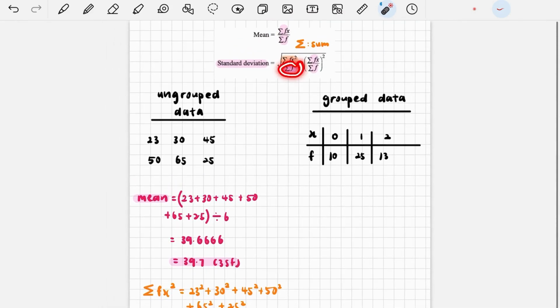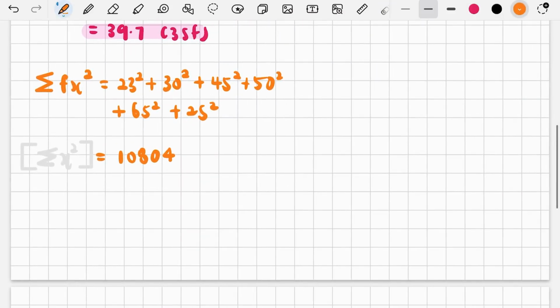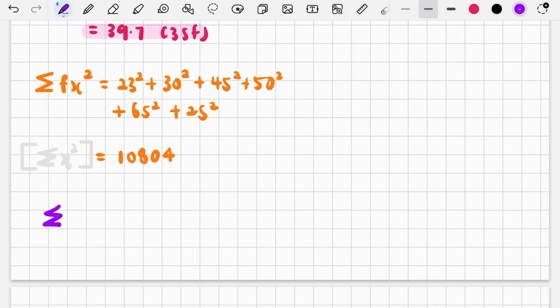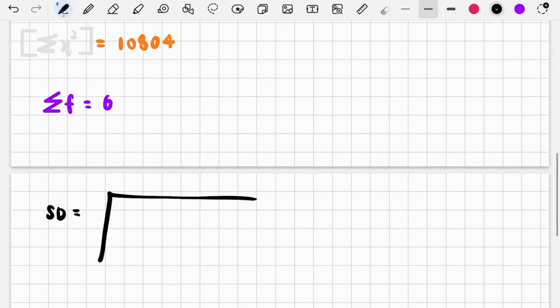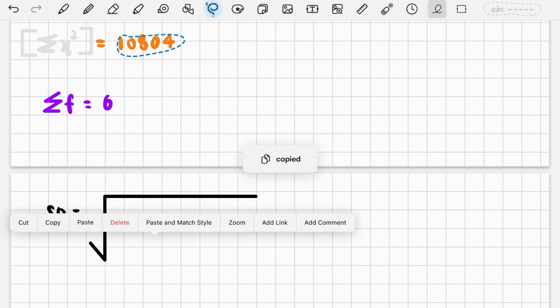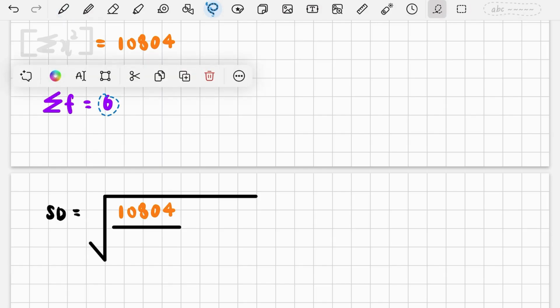This one means what? Summation of f. That means all your frequency. So summation of f just refers to the total number of data, the total number of people, which is 6 in this case. So what you're going to do now is plug it back into your formula. So you got your square root. Summation of fx squared is this one, divided by the number of people, number of items. So that is 6, right?